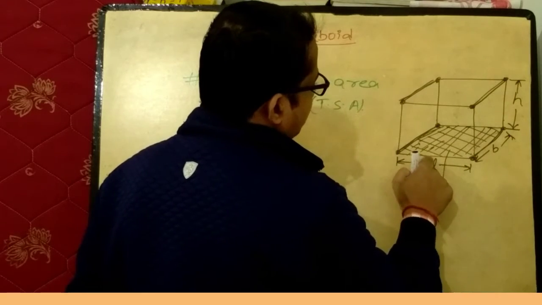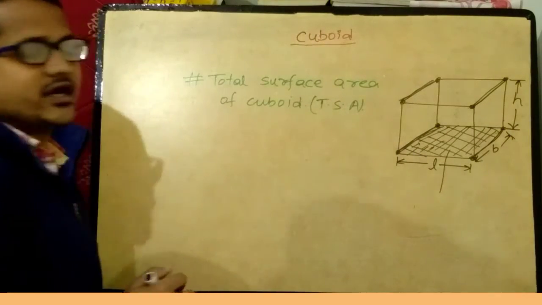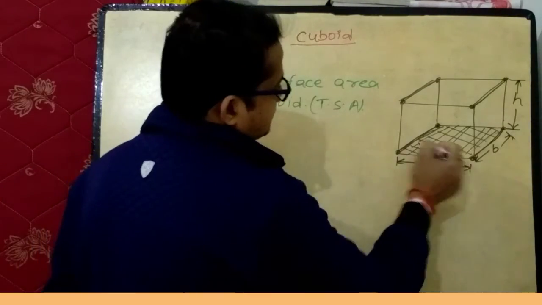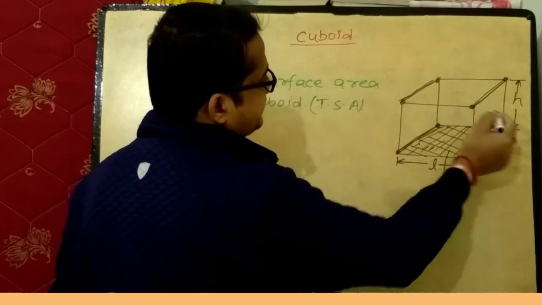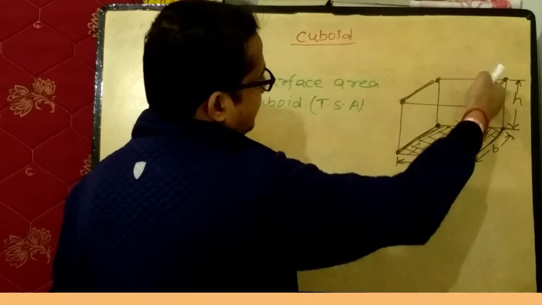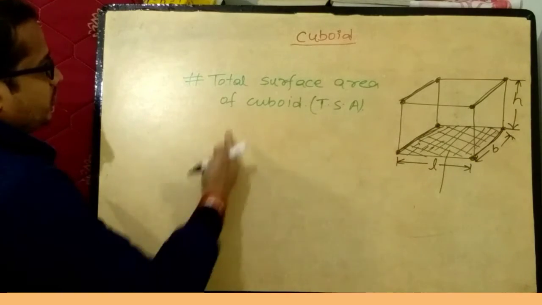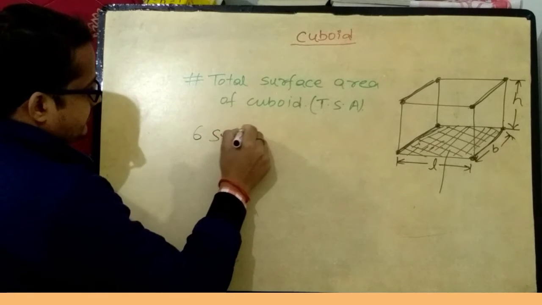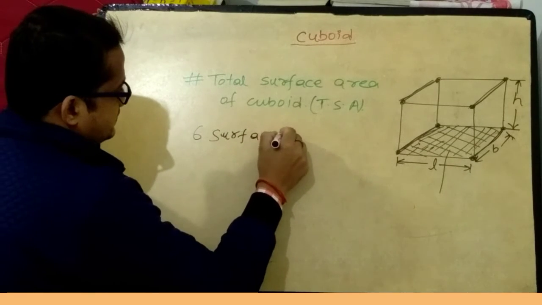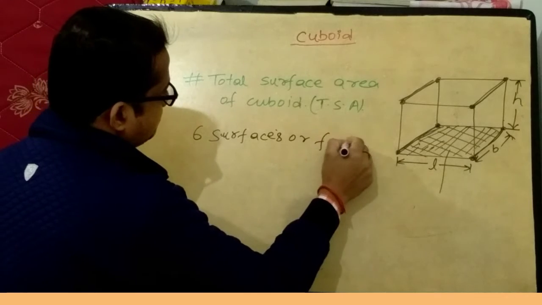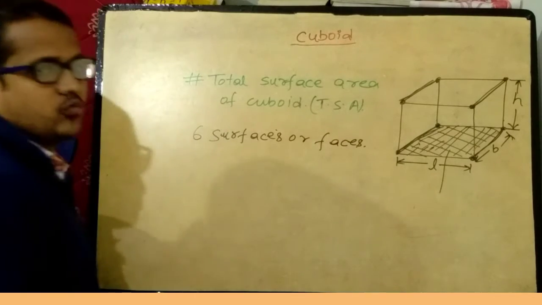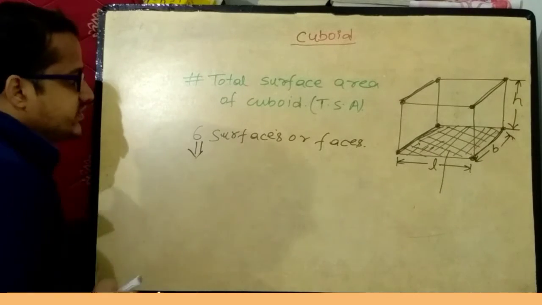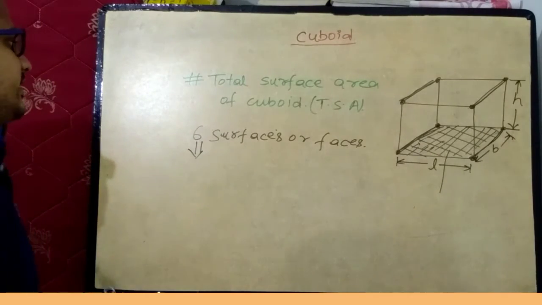it has. So earlier I have explained that there are total 6 faces in a cuboid. Which ones? This is the bottom, top, left, right, this front, and this is the back side. So how many surfaces does it have? There are total 6 surfaces or faces a cuboid has. So calculate the surface area of each surface and add that.